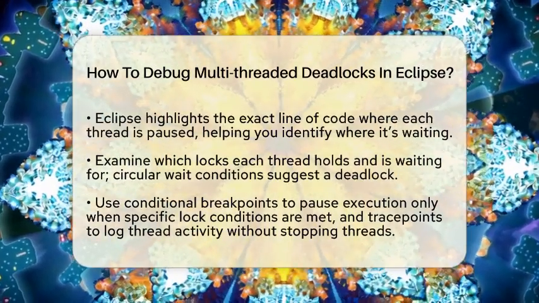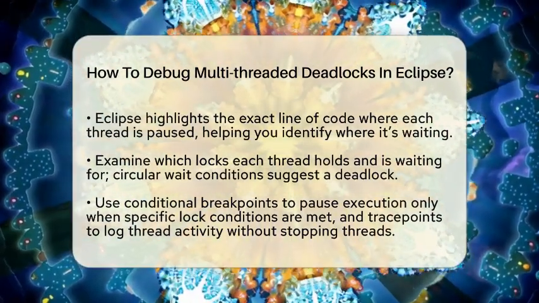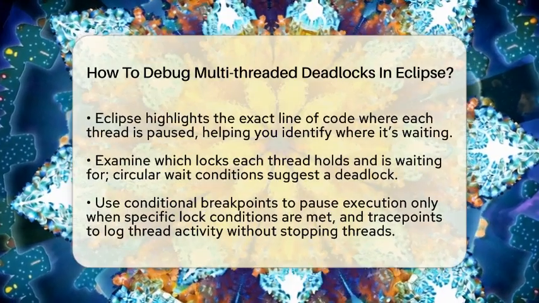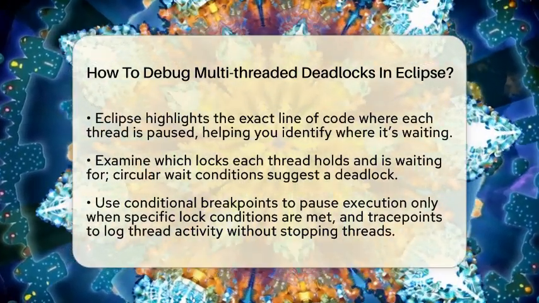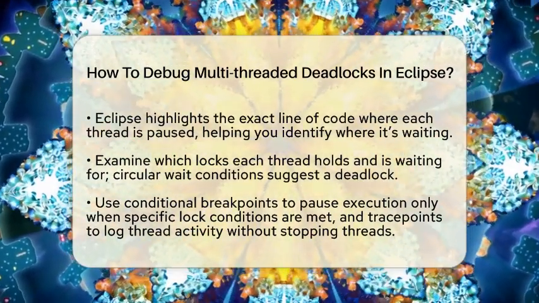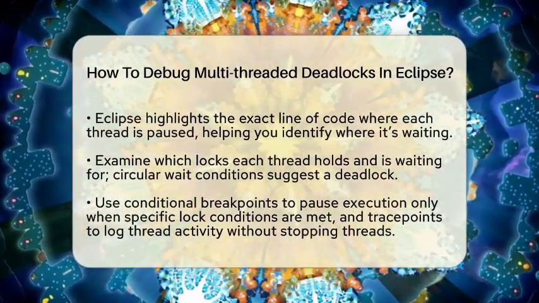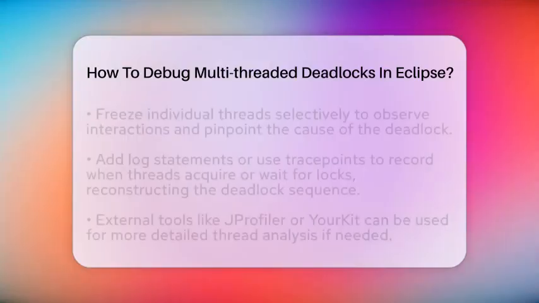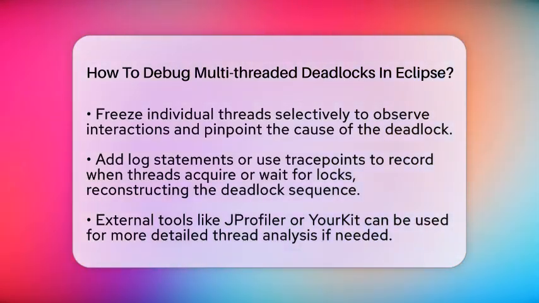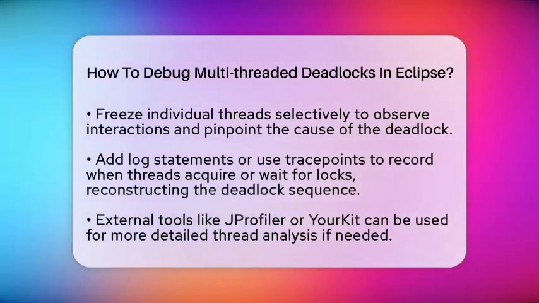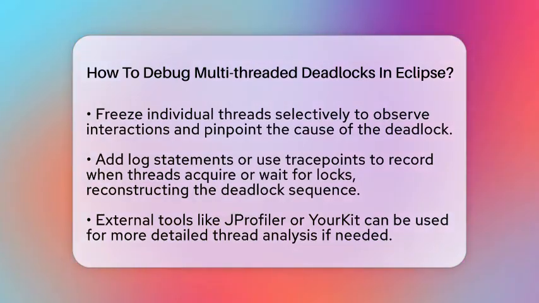Instead of simple breakpoints that pause all threads, try conditional breakpoints. These activate only when specific conditions are met, like a thread waiting for a certain lock. Tracepoints are another handy tool. They log information without stopping the thread, giving you a timeline of thread activity. You can set tracepoints at key points like resource acquisition or releases.